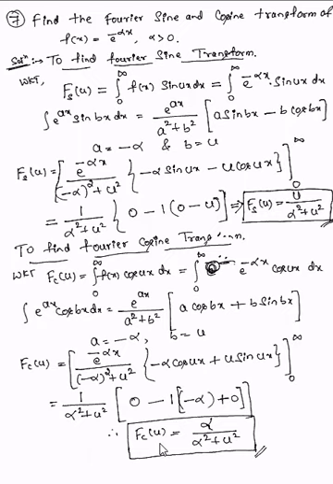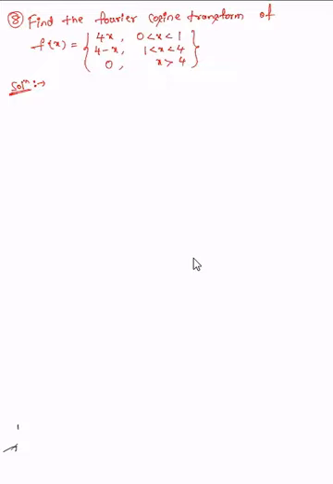So this is how we can find the Fourier sine and Fourier cosine transform for a problem. This is a common procedure for all problems here. So find the Fourier cosine transform of f of x is equal to 4x for 0 to 1, 4 minus x for 1 to 4, 0 for x greater than 4. Right? So this is a given function. You have to find the Fourier cosine transform. This is a repeated question, given in the annual examination many times.